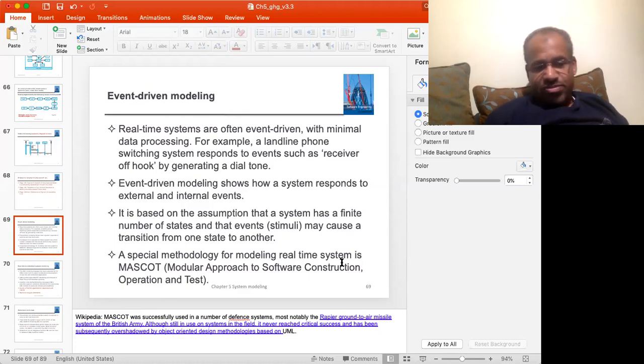One of the specialist methodologies for modeling real-time systems is called Mascot. I mentioned that in the previous slide, and this particular methodology has been used in a number of defense systems and weapon systems in the British Army, etc. And it's very good. This method has been developed to model explicitly, to show you the important things that we need to model in real-time systems, namely things like mutual exclusion, timing constraints, and cross-stimulation of processes.